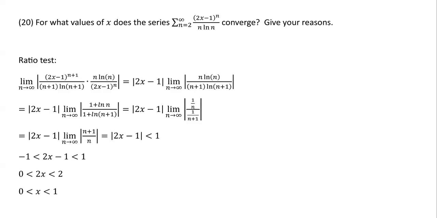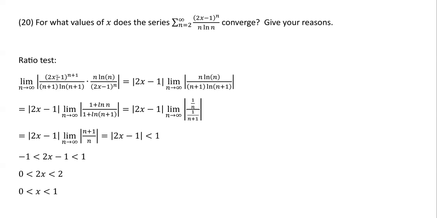Number 20 is another interval of convergence problem. We are asked to find for what values of x this power series converges, and we're going to give our reasons. So we first need the radius of convergence. How do we do that? The ratio test. So I set it up right here. Limit as n goes to infinity, a sub n plus 1 divided by a sub n. That's right here. We do the algebra.